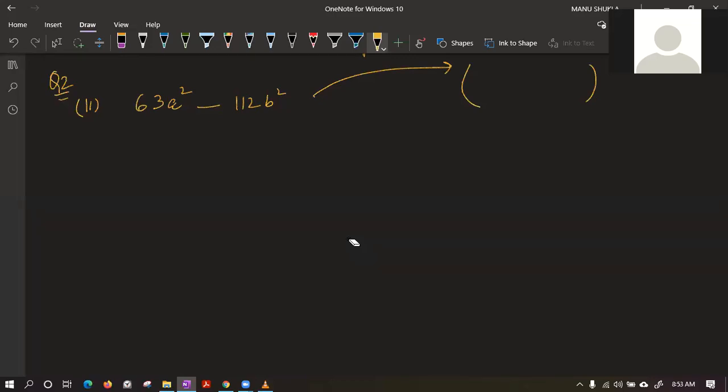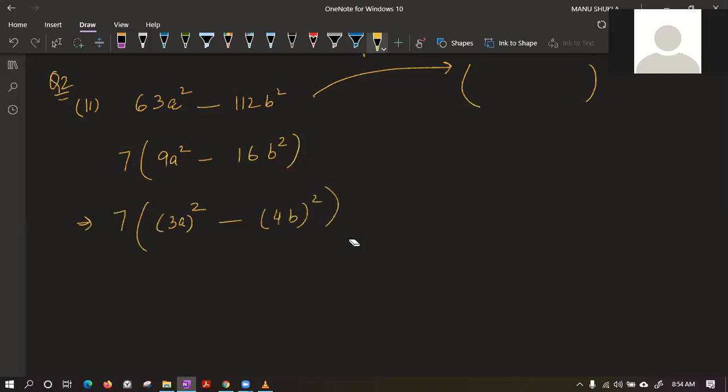So, if you take 7 as common, you will find 9a square minus this 112 can be written as what? If 7 is common, 112 can be written as 16b square. And now we are ready to solve it easily. I can write this as 7 times 3a whole square minus 4b whole square.